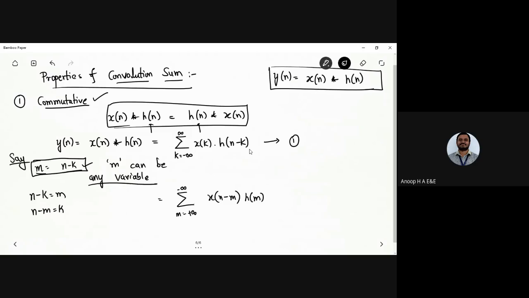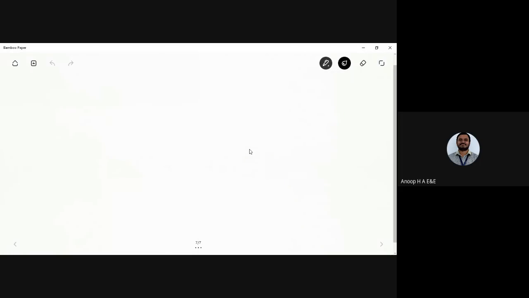We can interchange the summation because it is discrete time in nature. So m can be replaced with minus infinity. I'll write it in the next page. So that is sigma m equals minus infinity to plus infinity x of n minus m, that is h of m. Where m is any dummy variable that can be replaced again.